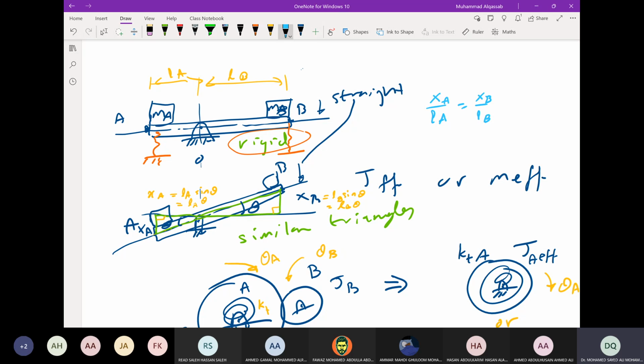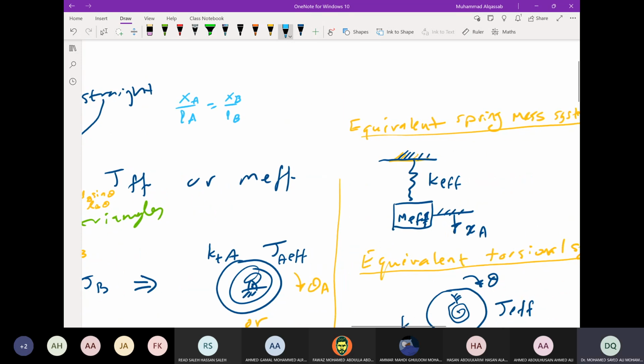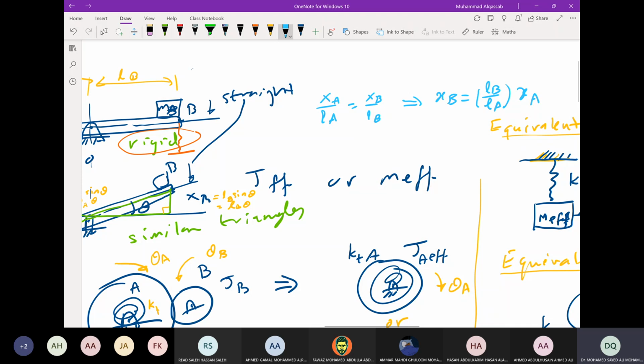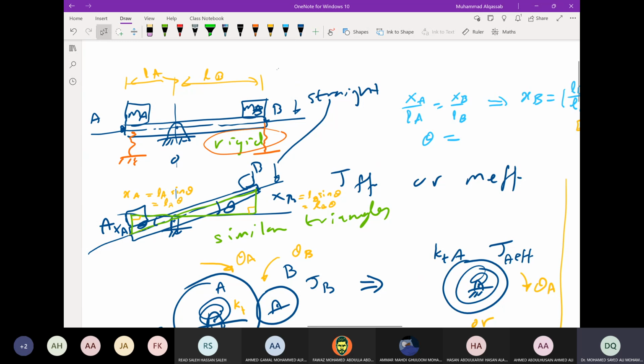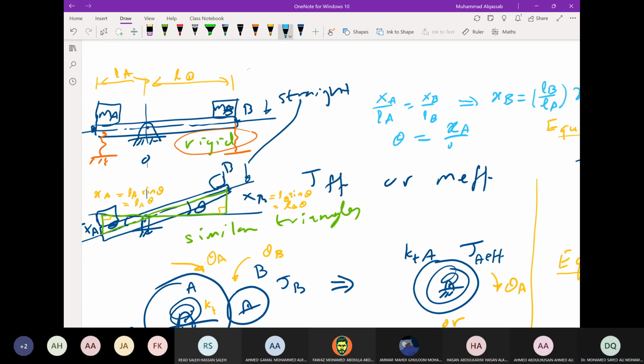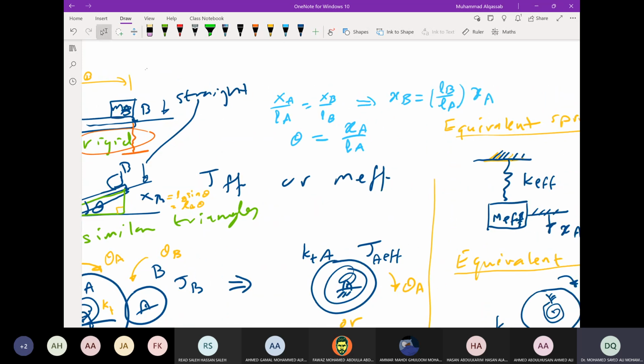So if you want to get an equivalent system in terms of XA, then you will use this equation to find XB in terms of XA, which is LB over LA times XA. And also you will get that theta equals XA over LA. Okay, so those are the relationships from which we can write the kinetic energy.